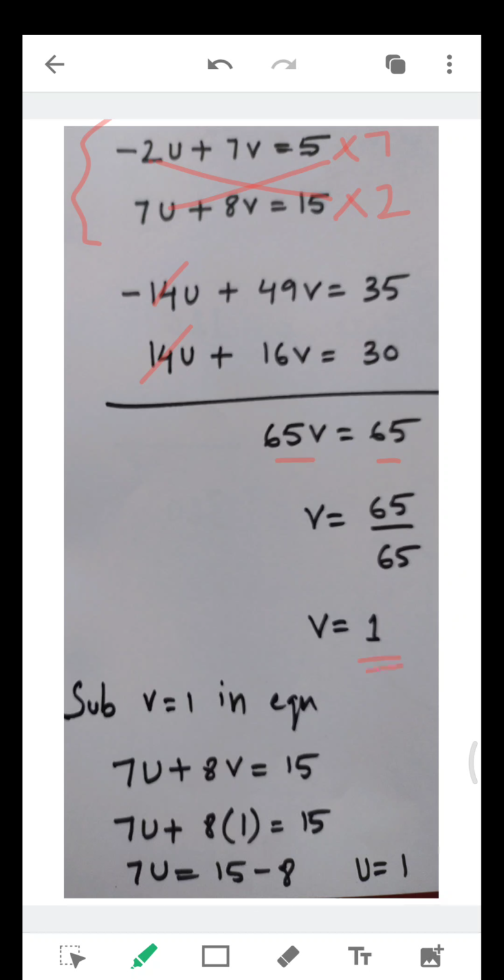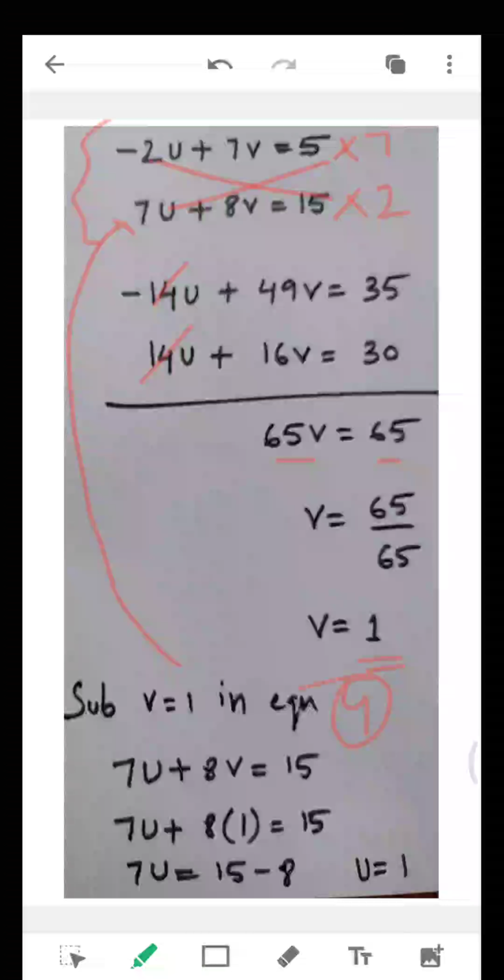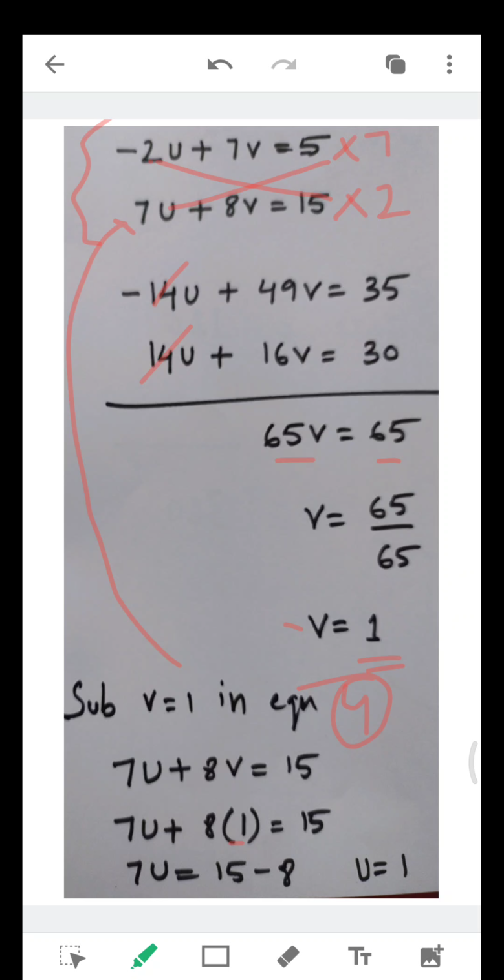Substitute this v equals 1 in any one of the equations. So I am substituting in equation number 4. So 7u plus 8v, in place of v I'll write 1 because v is 1. Simplifying this further, 7u is equal to 15 minus 8, which is 7. So u is equal to 7 by 7, that is 1. So u is equal to 1 we have got.